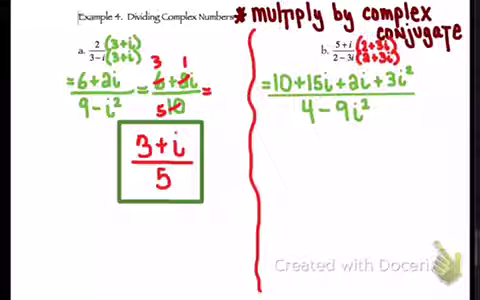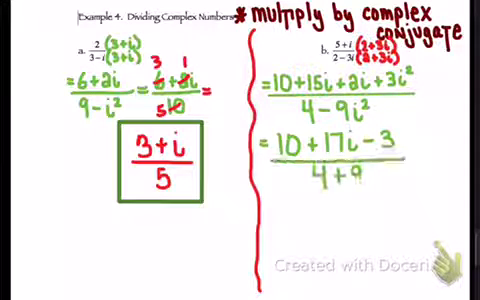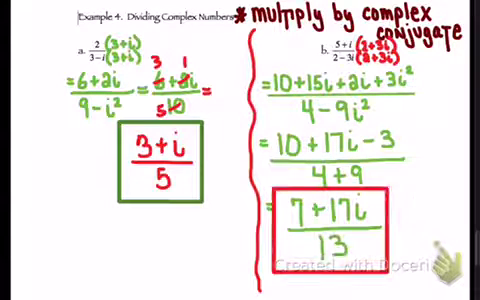Do some simplifying from there. Remember, i squared is equivalent to negative 1, so positive 3 times negative 1 is how I got the negative 3. Negative 9 times negative 1 is how I got the positive 9 there. Continue to simplify. You get, combine your like terms, 7 plus 17i all over 13. Can't be reduced anymore. Looks like that will be my answer.